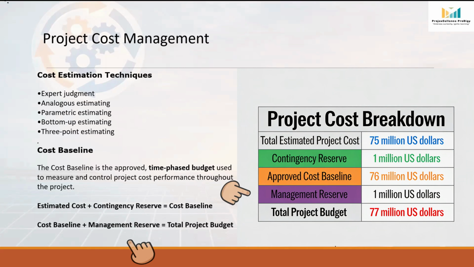If we talk about management reserve, it is the additional amount added on the cost baseline, which is reserved for unforeseen risk or unknown unknowns. Adding management reserve to the cost baseline gives us the total project budget.